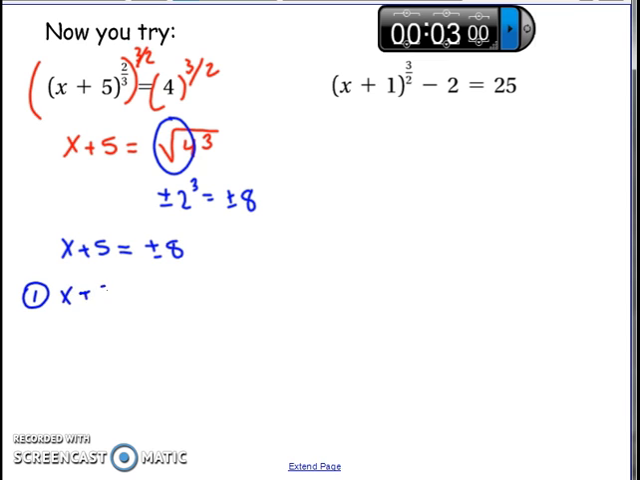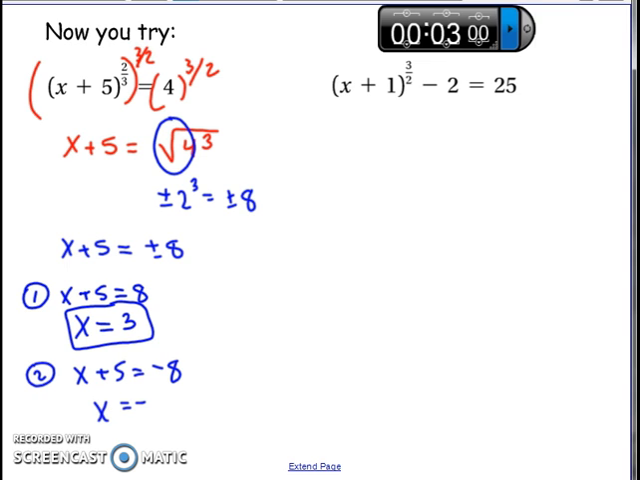So x plus 5 equals 8. X equals 3. X plus 5 equals negative 8. X equals negative 13.